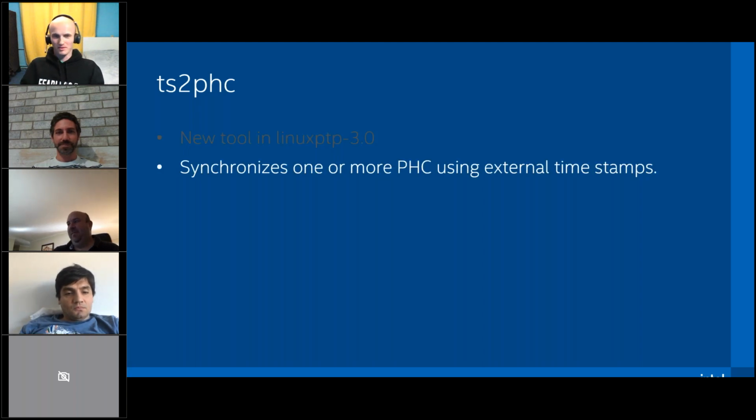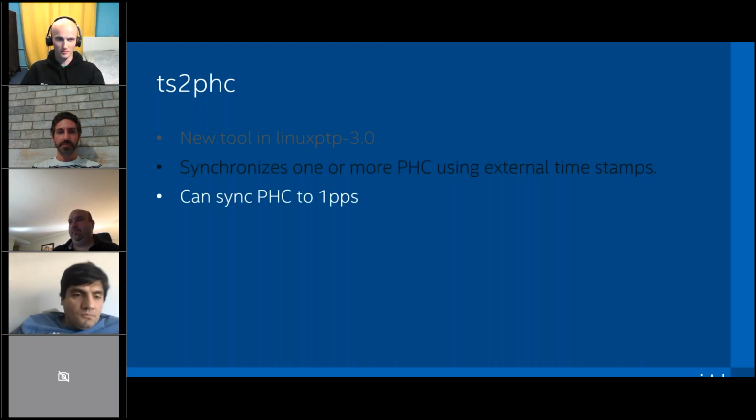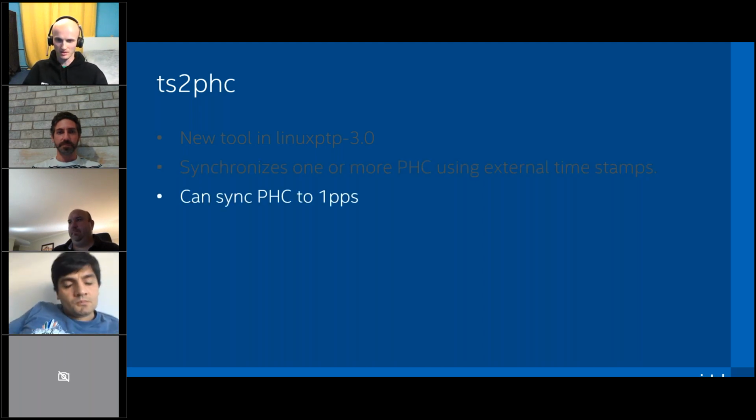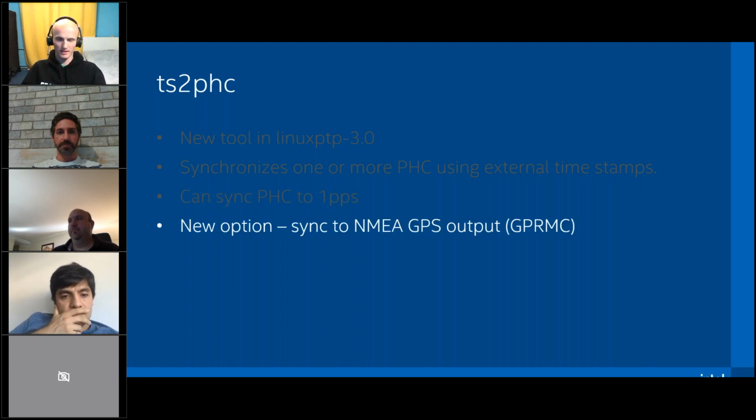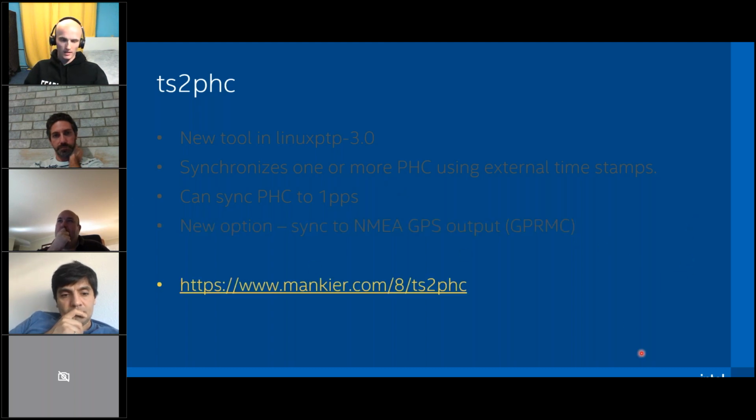Okay, so let's go back to the presentation. The TS2PHC tool can be used to synchronize the PHC to the incoming 1PPS signal. In the latest version, it can use the NMEA GPS input to the serial port as the time value, and by using it with the 1PPS, we can easily deploy the Grandmaster using this tool. And obviously, there is a friendly manual on that as well.